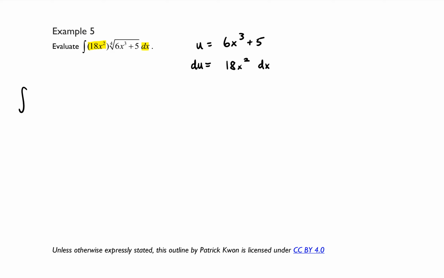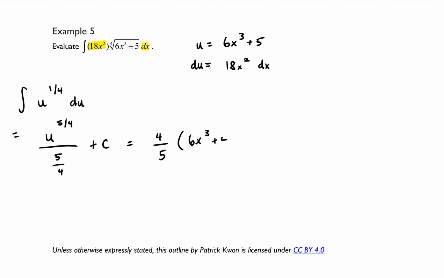And so my integral will now be the 4th root of u, or I'm going to write it as u to the 1/4 power du. And that will equal, I want to increase the power by 1, so that's going to be 5/4, and then divide by 5/4 plus c. And I want to multiply by the reciprocal, so 4/5 times 6x cubed plus 5 to the 5/4 power plus c. And that is our final answer.